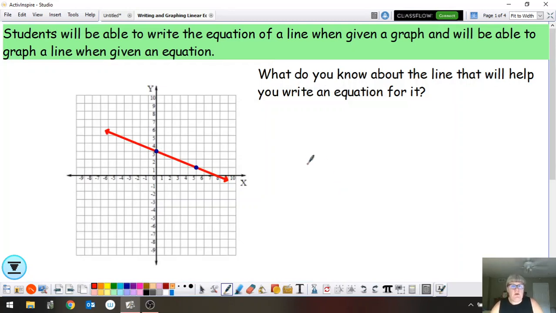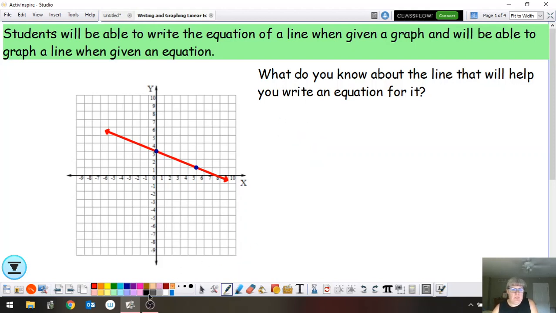Hi, I'm Mrs. Scarpel, and we're going to take a look at equations of lines as well as graphing lines. So here we have a line, the red line, and there's 2 points in blue that are on the line that have been plotted. And we're going to write the equation of this line, but before we do, we need to identify some information that we know about this line to help us write the equation for it.